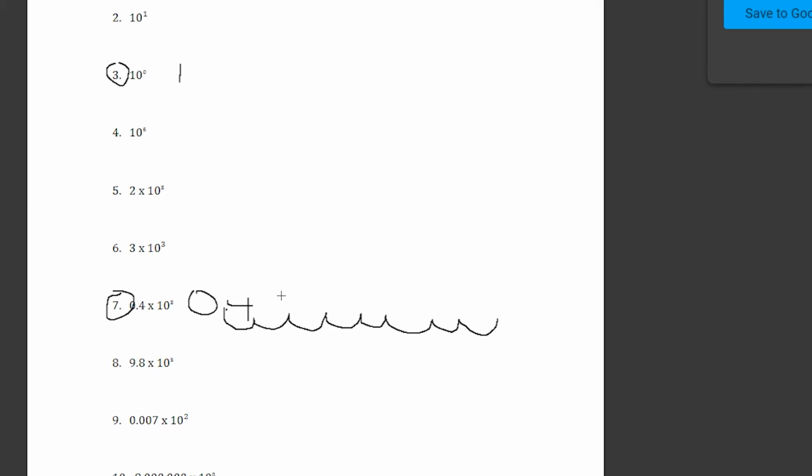Now we need to write in zeros as placeholders. So we're going to do 1 zero, 2 zeros, 3 zeros, and so on until we get 7 zeros in order to fill out all the place values. This is going to be our final answer for 7. So for number 7, our answer is 40 million.